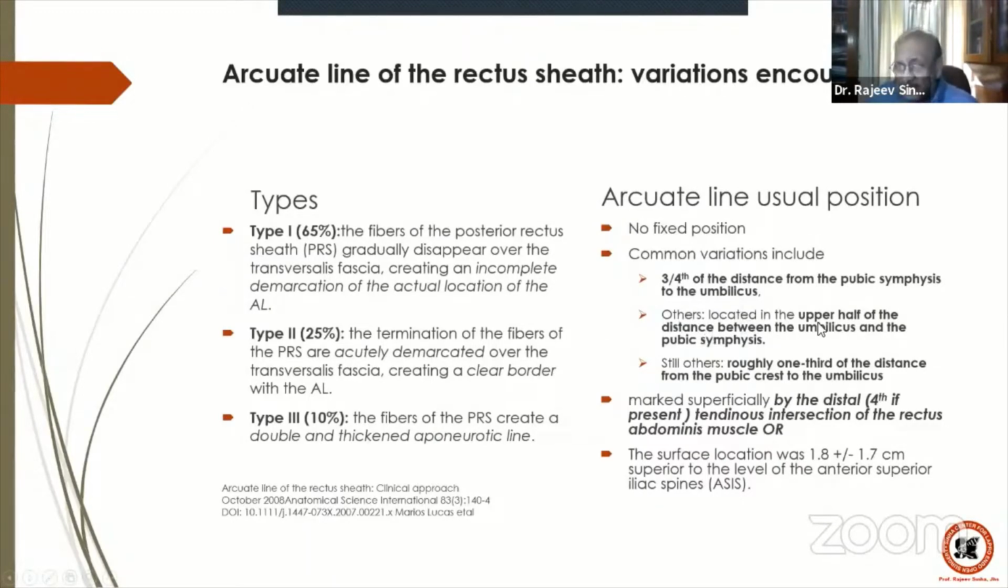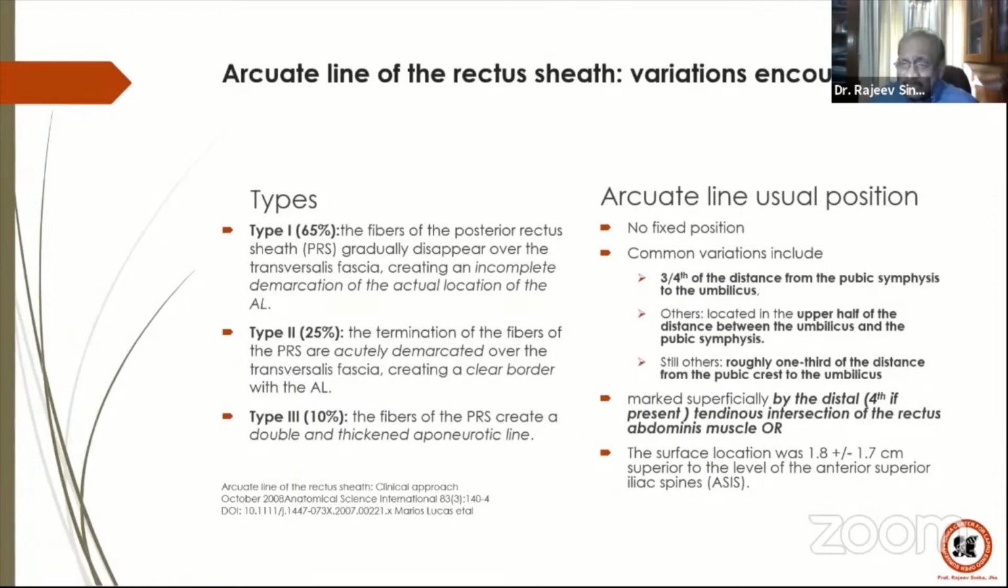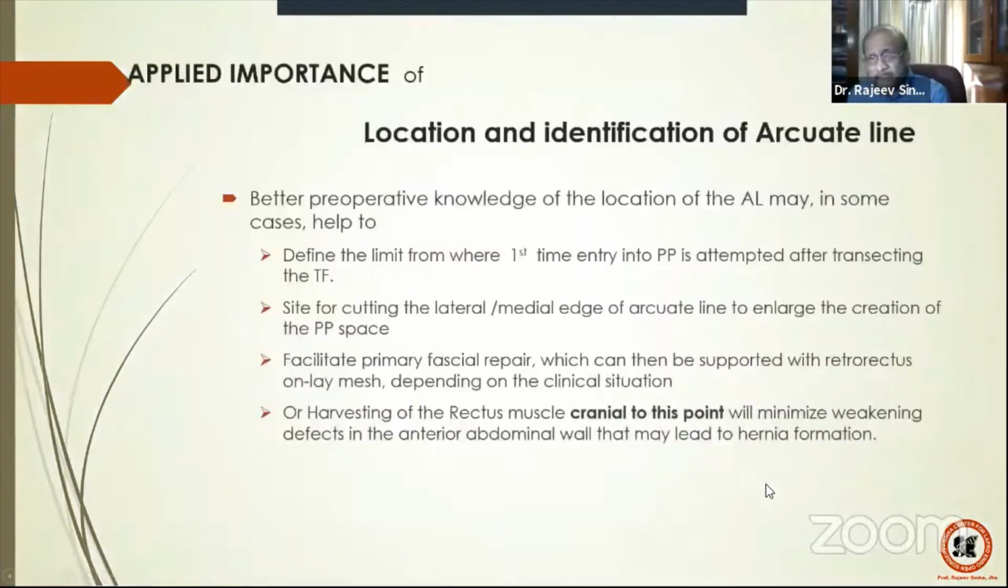In the others, it is located in the upper half of the distance between the umbilicus and the pubic symphysis. And still others have shown that it's roughly one third of the distance from the pubic crest to the umbilicus. Now, externally, in most instances, if you want to mark the arcuate line, a rough marking could be the tendinous intersection of the rectus abdominis across the anterior superior iliac spine. The surface location was about 1.8 centimeters superior to that level in most instances. Now, why is the arcuate line so important?